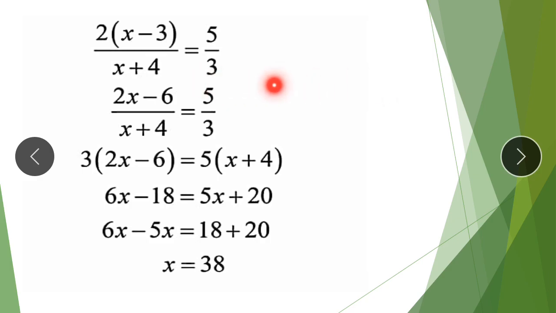Now again you can go here with simplification of the round bracket. 2 with x is 2x, and 2 3s are 6 here. 3 is being divided, so you can go with cross multiplication. Here 3 will be multiplied, and x plus 4 will be multiplied with 5 here, and you will have the value of x as equal to 38. Next step is again the same: 3 2s are 6, 3 6s are 18, 5x and 5 4s are 20. Like terms should be brought to one side of the equation and constant terms to the other side. Then you will have the unknown value.